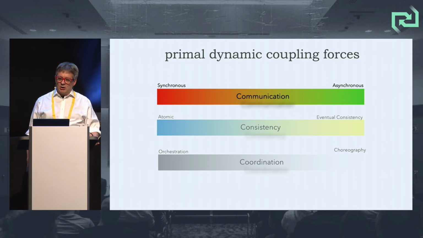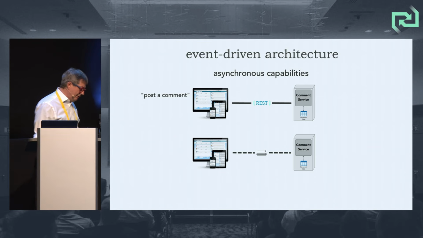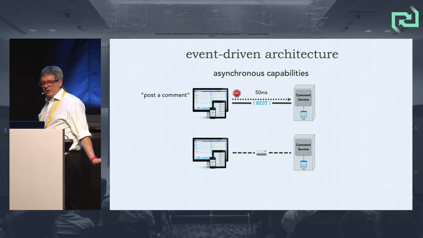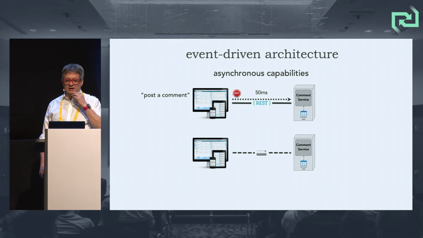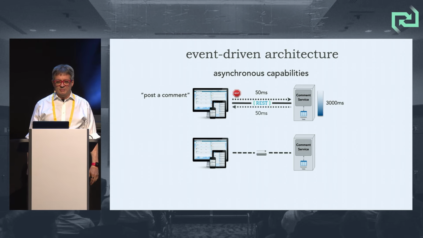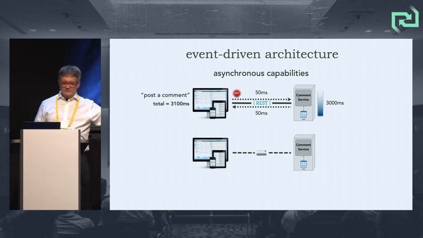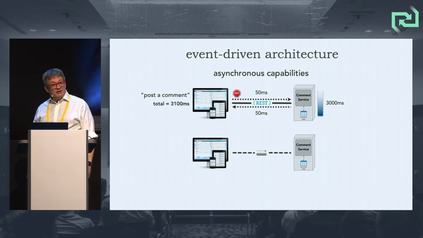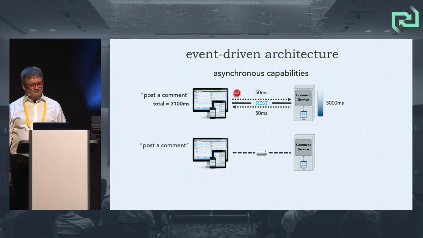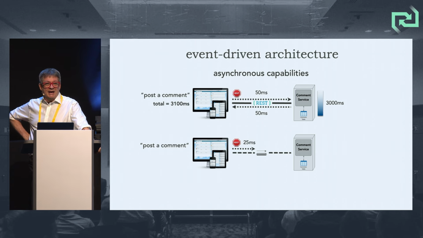So here's what we're really talking about when we talk about this from an architecture standpoint. Let's say that I have a blog and I'm allowing people to post comments on my blog. In the synchronous world, I type in my comment, I post the comment, 50 milliseconds to get to my comment service, 3,000 milliseconds to update my comment, and 50 milliseconds to get back. So 3,100 milliseconds round trip for that synchronous, maybe RESTful call to update my blog. Let's do it asynchronously with a message queue. I'll type in my comment, hit the enter key, 25 milliseconds to the message queue, 25 milliseconds back, and we're done, and back to work again.